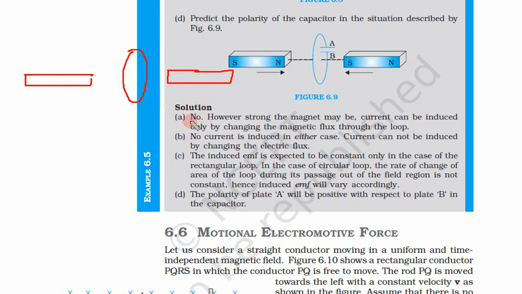The answer is no. However strong the magnet may be, current can be induced only by changing the magnetic flux through the loop. So magnetic flux change is a must condition, which is not happening here. Why? Because we are not moving the magnets or the loop. So this is the answer of the first problem. Now let us go to the second problem.